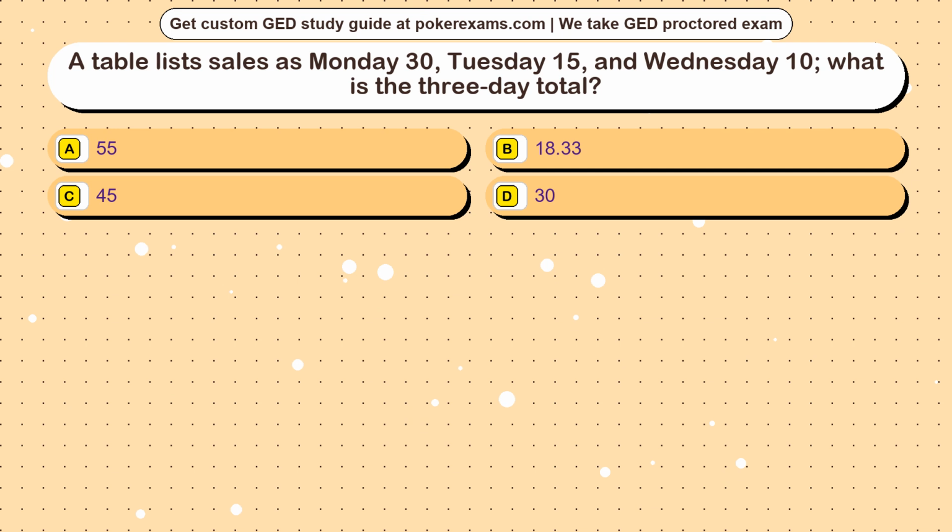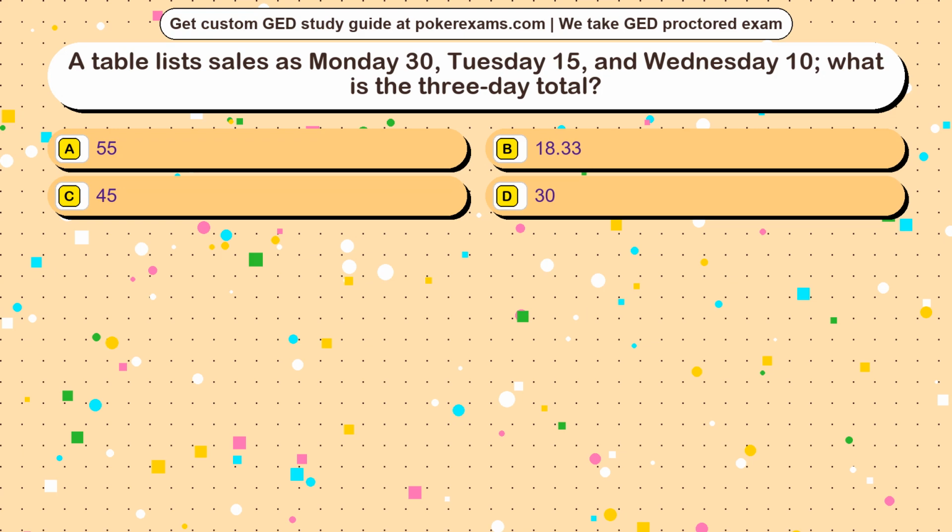Question 21. A table lists sales as Monday 30, Tuesday 15, and Wednesday 10. What is the 3-day total? Option A, 55. Option B, 18.33. Option C, 45. Option D, 30.